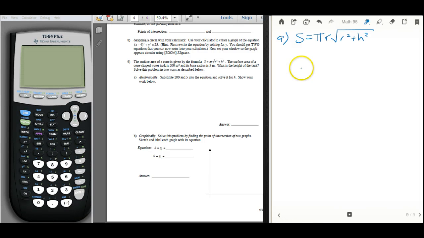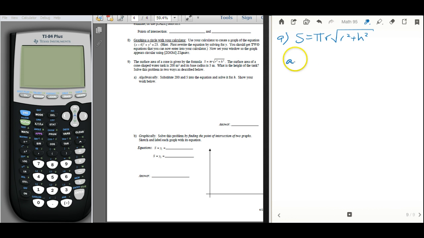Okay, 111, we're going to finish off this graphing calculator activity by working through number 9. So we are given the formula for the surface area of a cone. It's S equals pi r times the square root of r squared plus h squared. And it says we are given a surface area for a tank, which is 200 square meters, and its base radius is 5 meters. And it asks what the height is.